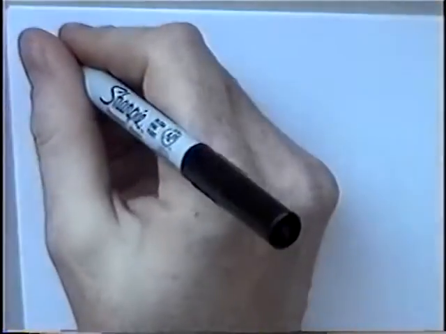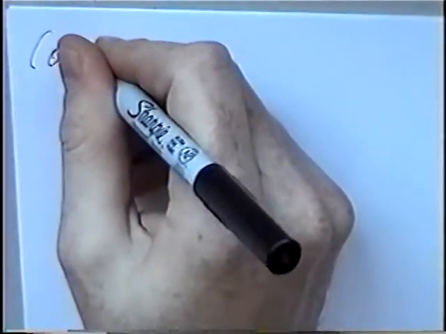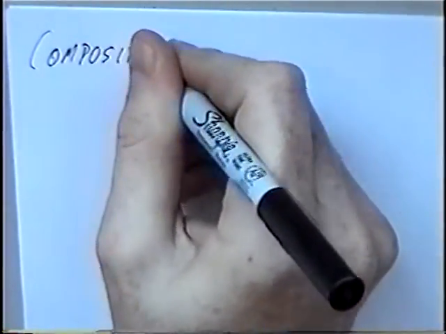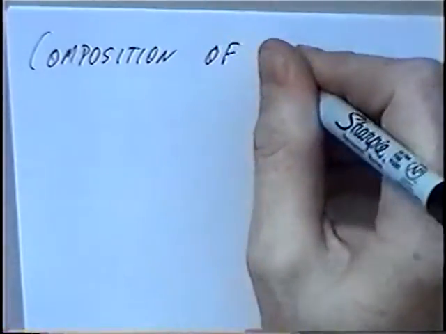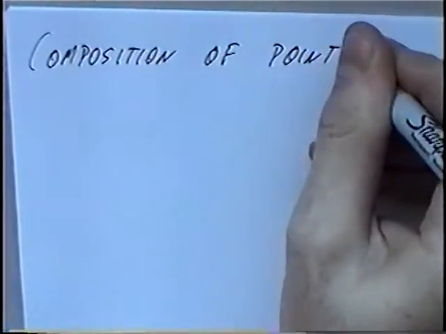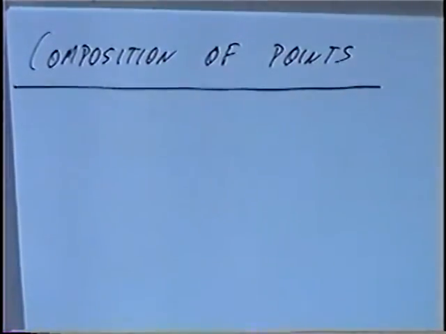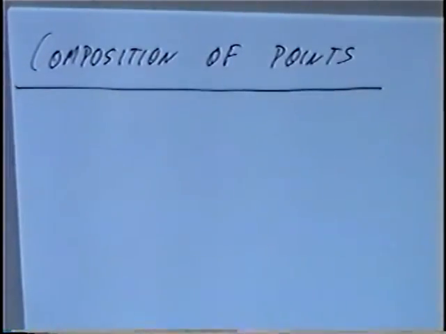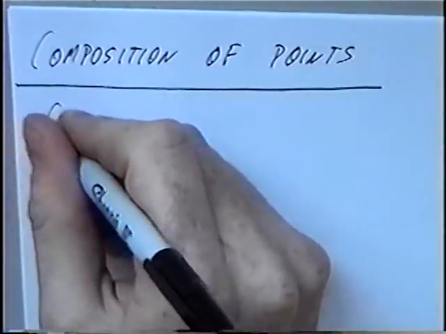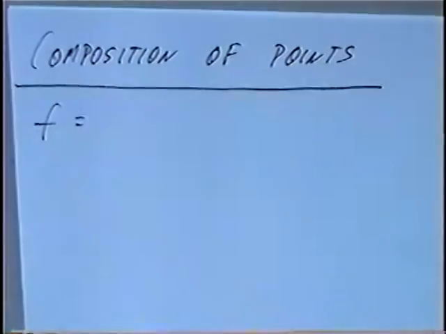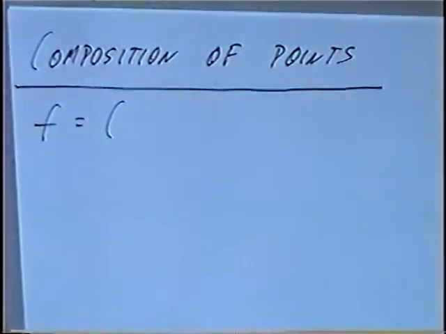Title of the last section today is Composition of Points. In this section, we'll take the composition using sets of points. In this question, f, instead of a function, f equals a set of points.